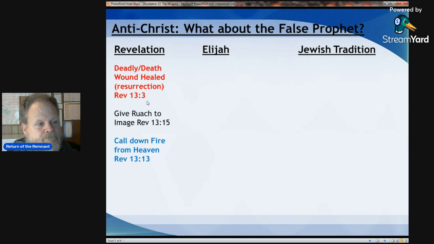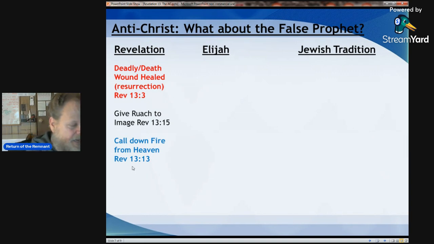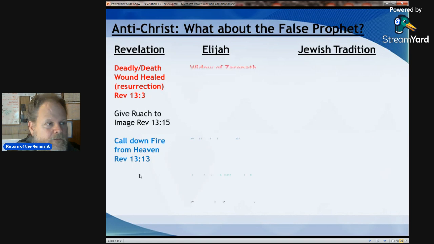We're going to see that the false prophet is going to give Ruach, spirit, to this image of the beast in Revelation 13:15. We also notice in Revelation 13:13 that the second beast, aka the false prophet, which we read about starting in chapter 13, verse 11, is going to have the ability to call down fire from heaven, or at least appear to do that.